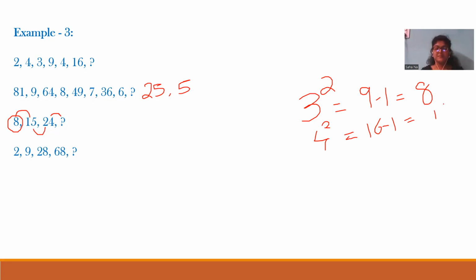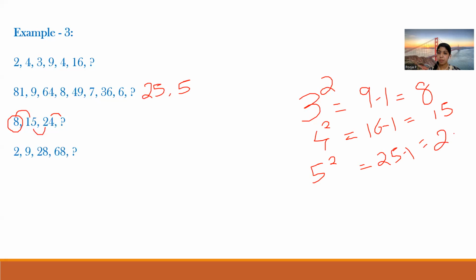Yes, ma'am. The next number, 5 square. So 5 square is 25, and 25 minus 1 is 24. So what is the next number you're supposed to have? 3, 4, 5, so you get 6. 6 square is 36, 36 minus 1, 35. Yeah, so 35.